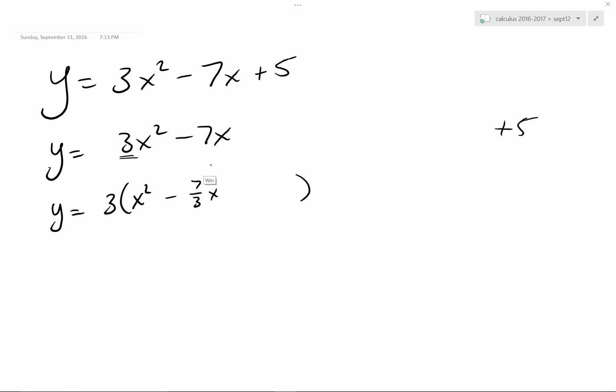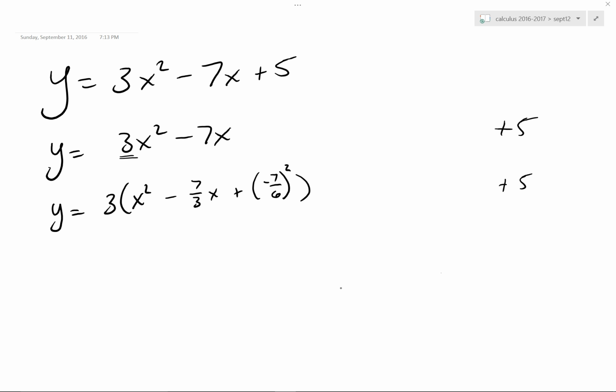But 3 doesn't go into 7. Sure it does. It goes in 7/3 times. Now, what is half of 7/3? It's 7/6. With any fraction, say 1/13, what's half of that? It's 1/26. You just multiply the bottom by 2, because dividing by 2 is the same as taking half of it. That's 1/13 times 1/2. So keep that in mind when you're doing these.